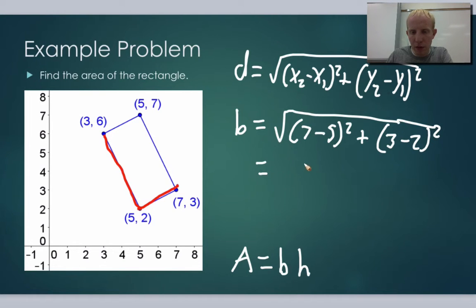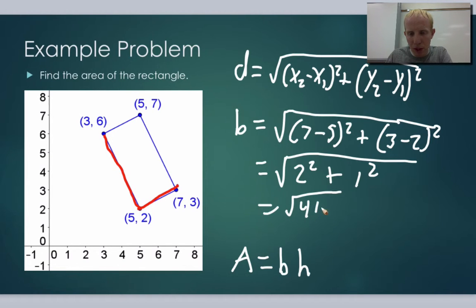So that's going to give you 2 squared plus 1 squared. That's 4 plus 1, or square root of 5. So that would be our base. You could do the same thing for the height right here: plug it into the distance formula, find the area, and so on.